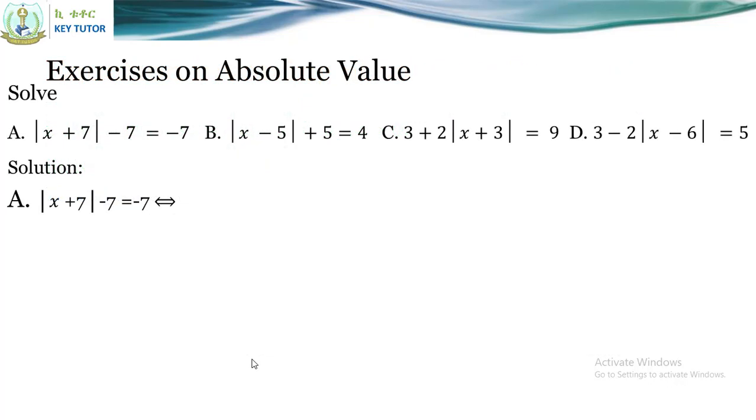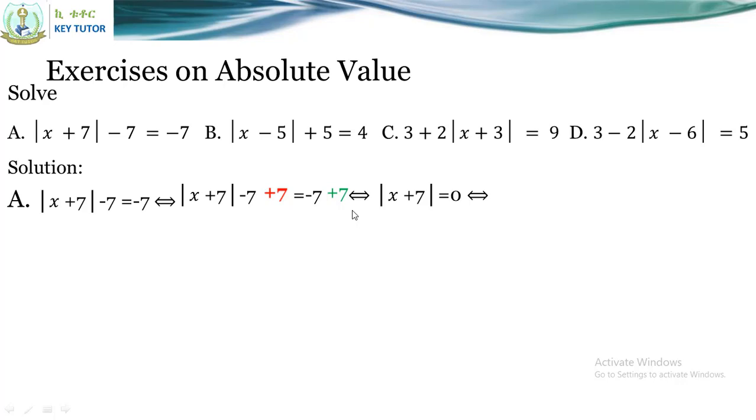Now let us consider more equations that involve absolute values. Let us consider the absolute value of x plus 7, minus 7, equals negative 7. We first do the balancing, just to eliminate negative 7 from the side that involves the absolute value. We add 7 to both sides. So negative 7 plus 7 is 0, and negative 7 plus 7 is 0. Then this is what you have.